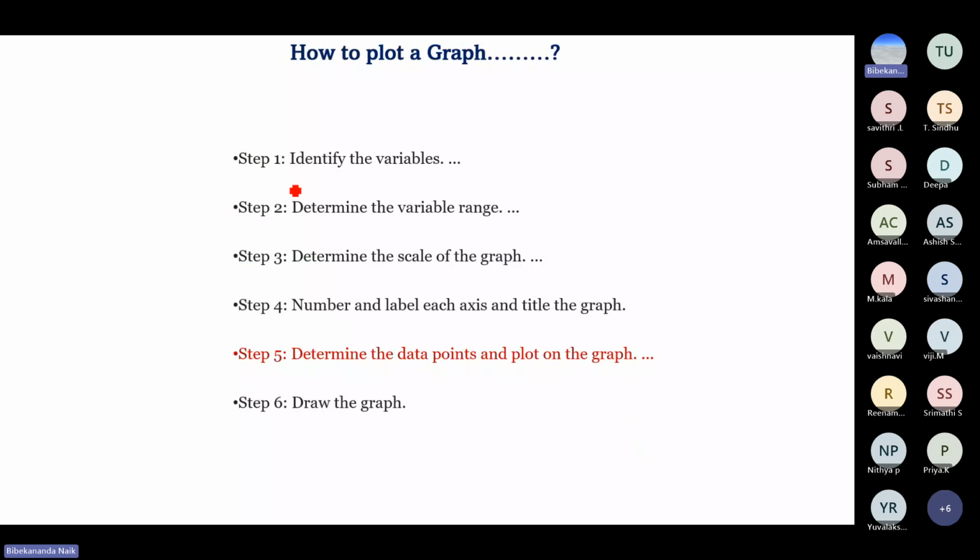So how to plot a graph? There are different steps to plot a graph. The first step is to identify the variables, that is, we need to identify the two variables we will be plotting, and generally we plot graphs in x and y. So we should identify what we will be taking in the x-axis and what we will be taking in the y-axis. Then in step 2, determine the variable range.